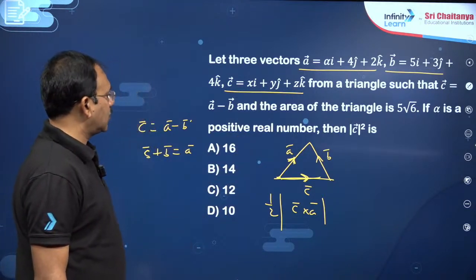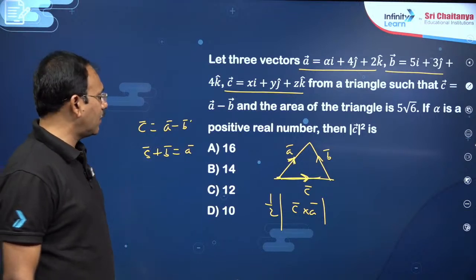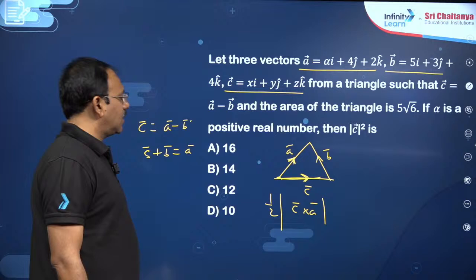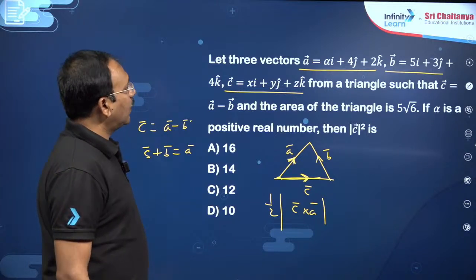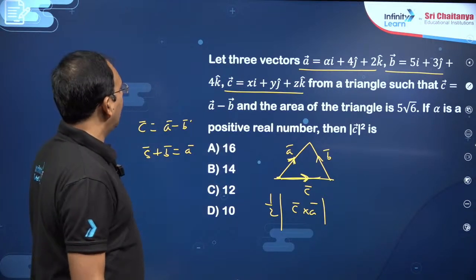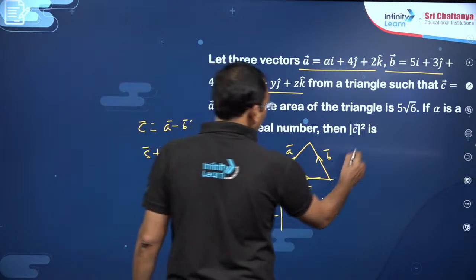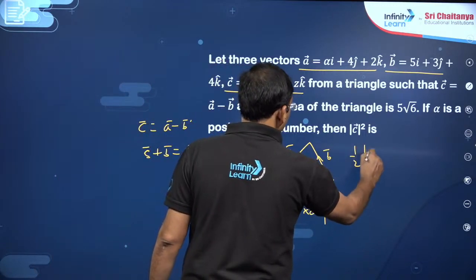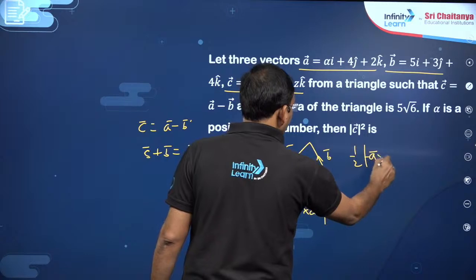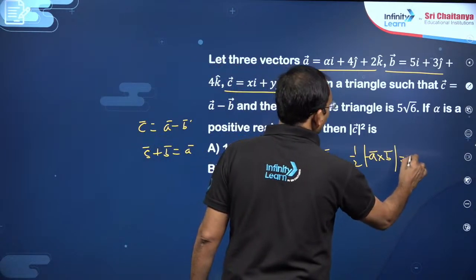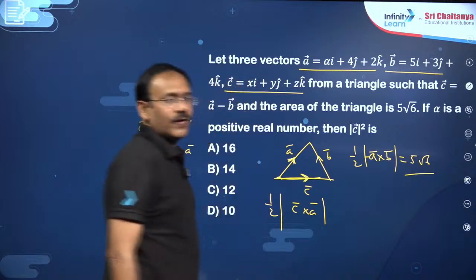Or else you can also take alpha as a positive real number, then magnitude of C bar. So you can also try, my dear friends, here. So A bar is having alpha, B bar is completely known. Why don't you find, so half magnitude of minus A bar cross, anyhow you are taking magnitude, is equal to 5 root 6, my dear friends, 5 root 6.